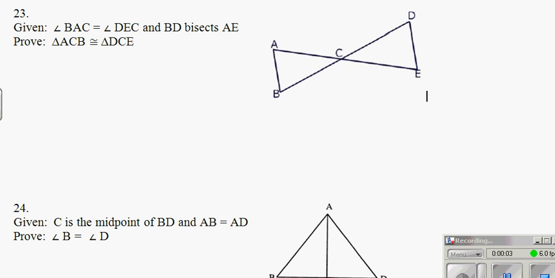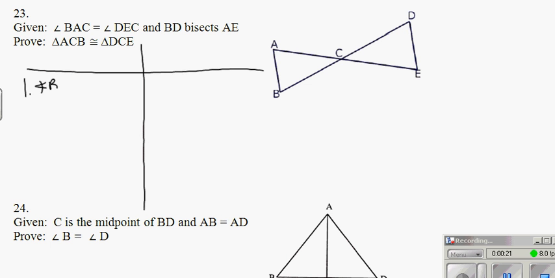All right, here are the recorded answers with my explanations talking you through the homework proofs for 3.2. So we're going to start with 23. We always start with our given. We're given that angle BAC is equal to angle DEC, and that BD bisects AE.